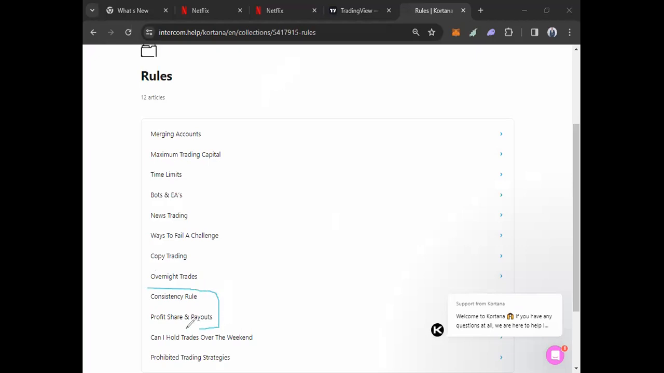So this is where we'll be focusing on the consistency rule and the profit share and payout rule. Okay. So with that said, please avoid every form of distraction and get your notebook and notepad. So let's open the consistency rule.